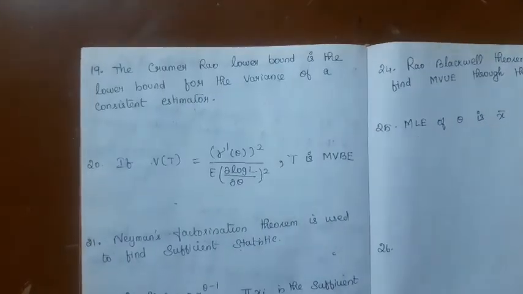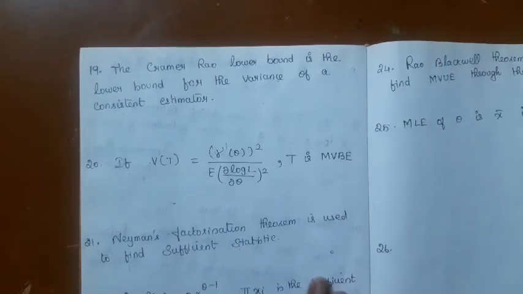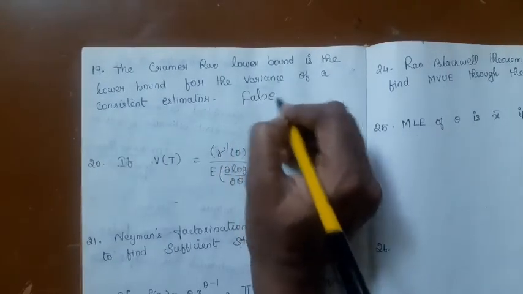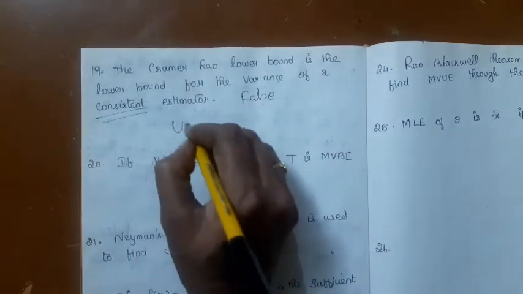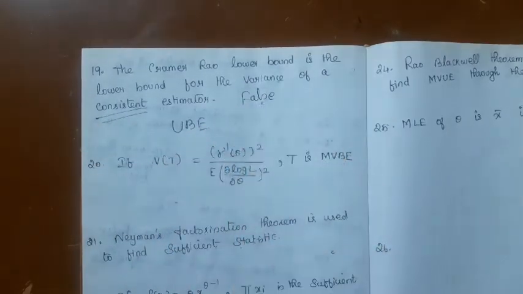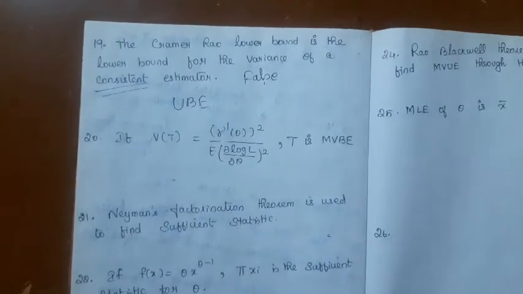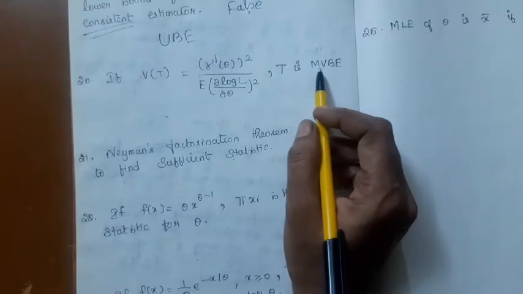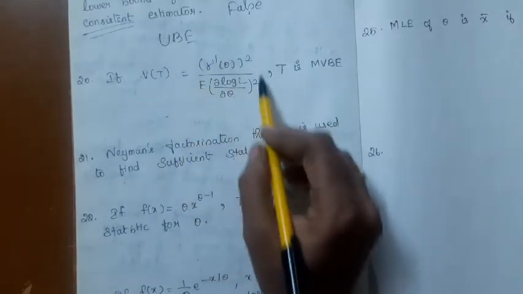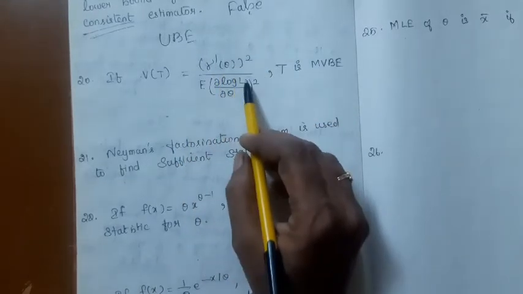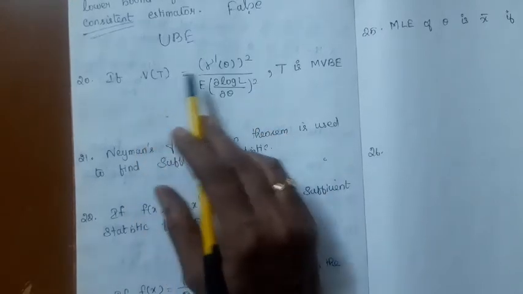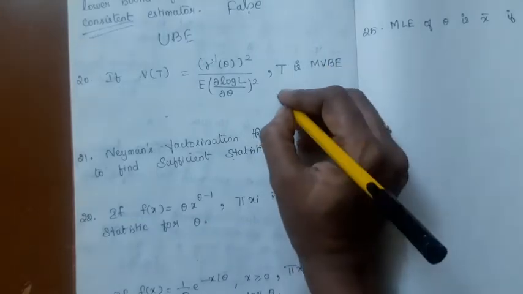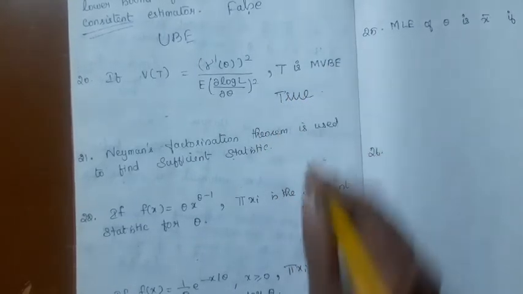Now, the Cramer-Rao lower bound is the lower bound for the variance of a consistent estimator? No. It is the lower bound for the variance of an unbiased estimator. Okay, the statement is false. If variance of an estimator is equal to this, then T is MVBE, minimum variance bound estimator. What is this? This is actually the Cramer-Rao lower bound. If the variance of an estimator is equal to the Cramer-Rao lower bound, then T is the minimum variance bound estimator. The statement is true.